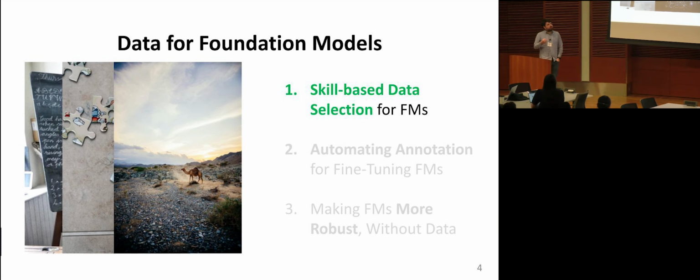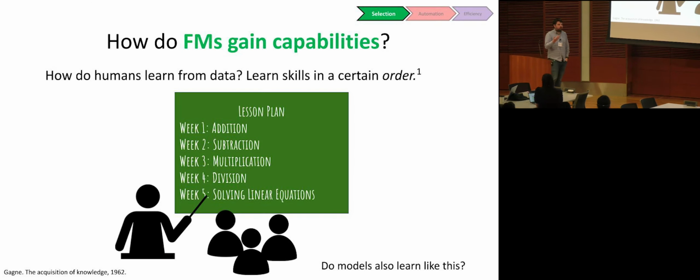So we call this skill-based data selection. What we're inspired by here is the way in which foundation models develop their capabilities. Right now, this looks like a big black box. You kind of show them all the data in the world, and you hope that somewhere in there are some data points that ultimately give us whatever capabilities we want our model to have.